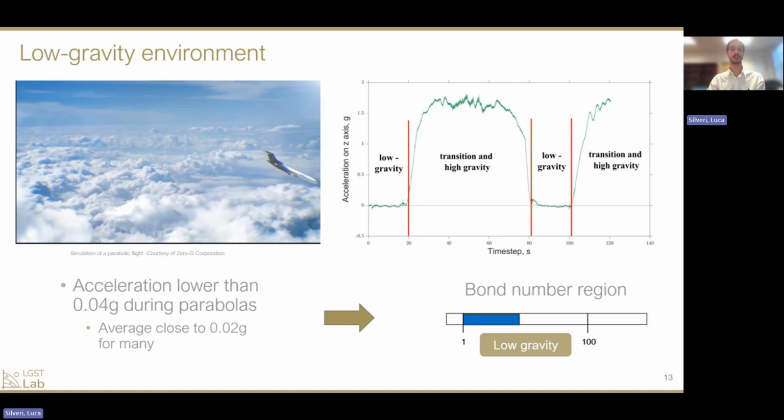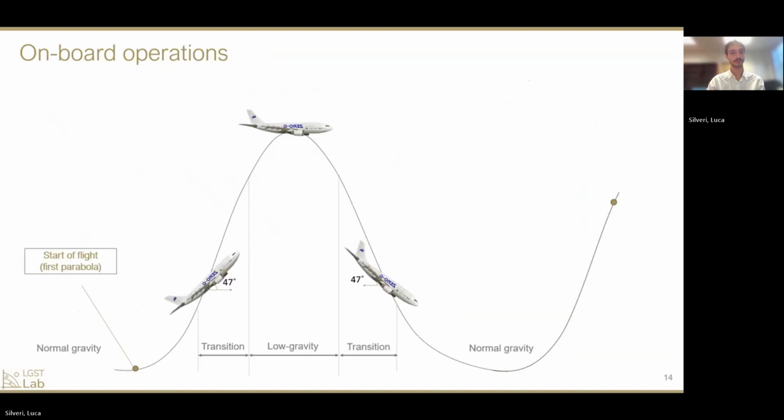The accelerations are lower than 0.04 g during the parabolas, with the average close to 0.02 g for many of them. And this puts us in a Bond number region between 1 and 100, which is the low gravity environment. The Bond number measures the relative magnitude of inertial and capillary forces. So a Bond number closer to 1 will characterize a low gravity environment.